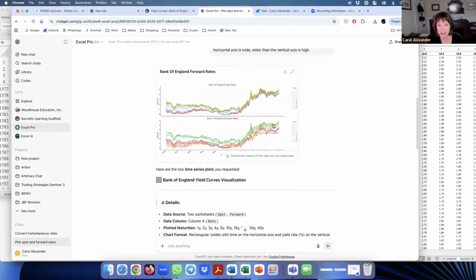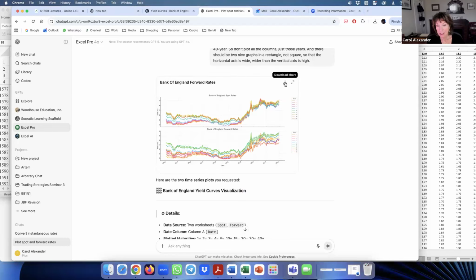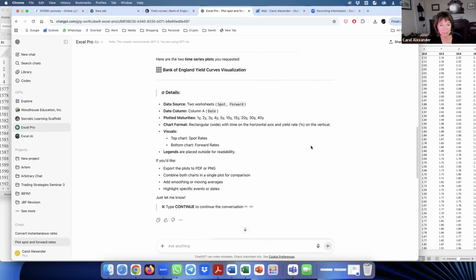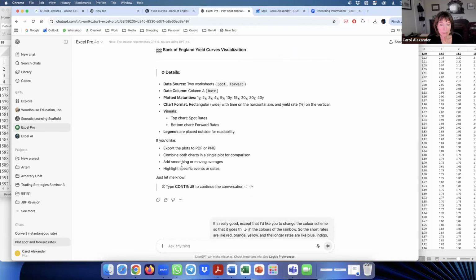In fact, I can already just download the chart like that, and that's a PNG, so I don't need to export it. They're both in a single plot, so don't need that. Smoothing of these data is not relevant. Highlighting specific events or dates would be relevant, but I haven't asked it to do that.